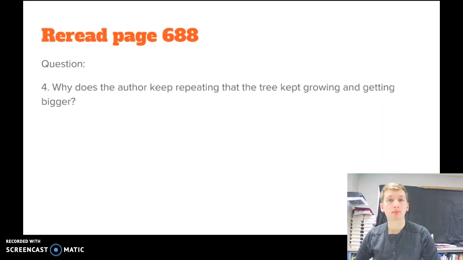Next, reread page 688, and then answer the following question. Number 4. Why does the author keep repeating that the tree kept growing and getting bigger? So this entire time, almost on every page, the author says that the tree kept growing and getting bigger. So why does the author do that?